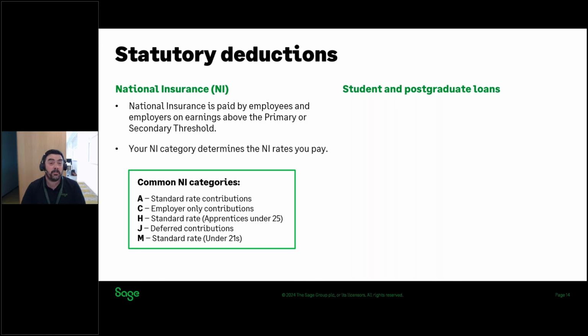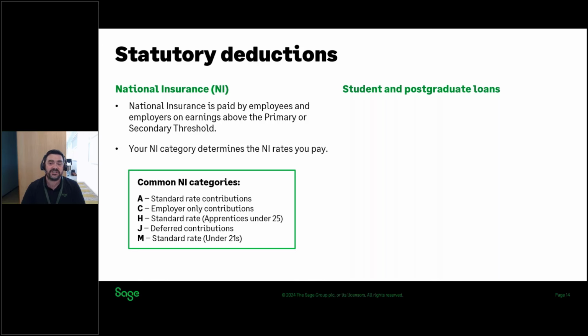So under current legislation, the primary threshold is actually set at the same level as the personal allowance, but this deduction isn't calculated on a cumulative basis. It is calculated per period. So it will use the equivalent monthly or weekly thresholds to calculate how much NI is due in that period. Now, it's an employee's NI category that determines the rates of national insurance that you pay.